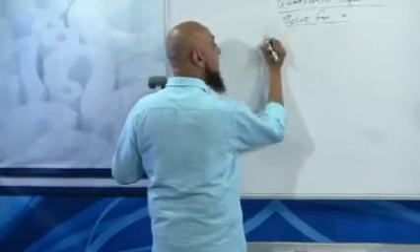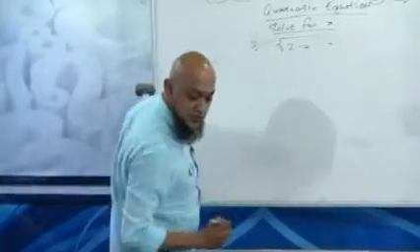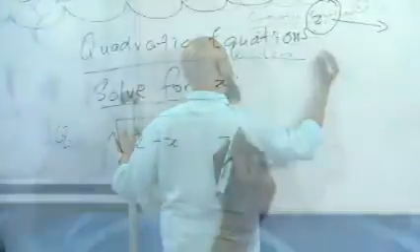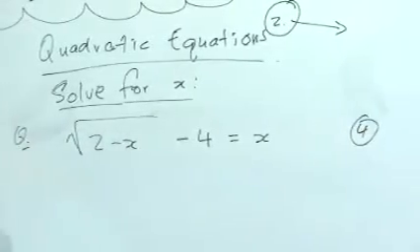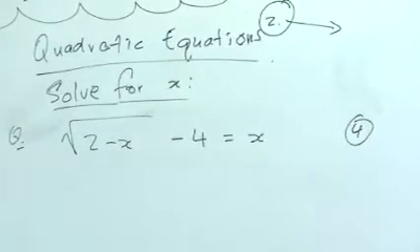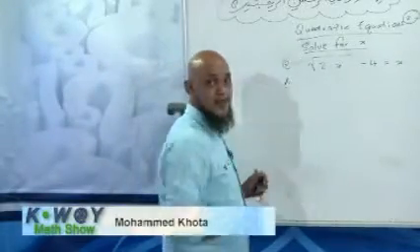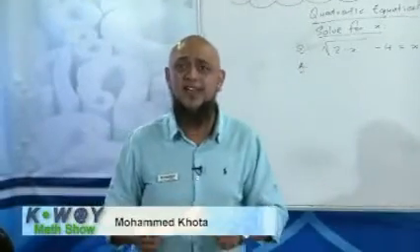Question in the exam: the square root of 2 minus x is equal to x plus 4. Let's make it minus 4 is equal to x. A question like this, grade 11 or 12, would be 4 to 5 marks. Solve for x. Let's get started. Now, we've got a third sign. It's not called a square root sign or cube root sign. It is called a third sign.